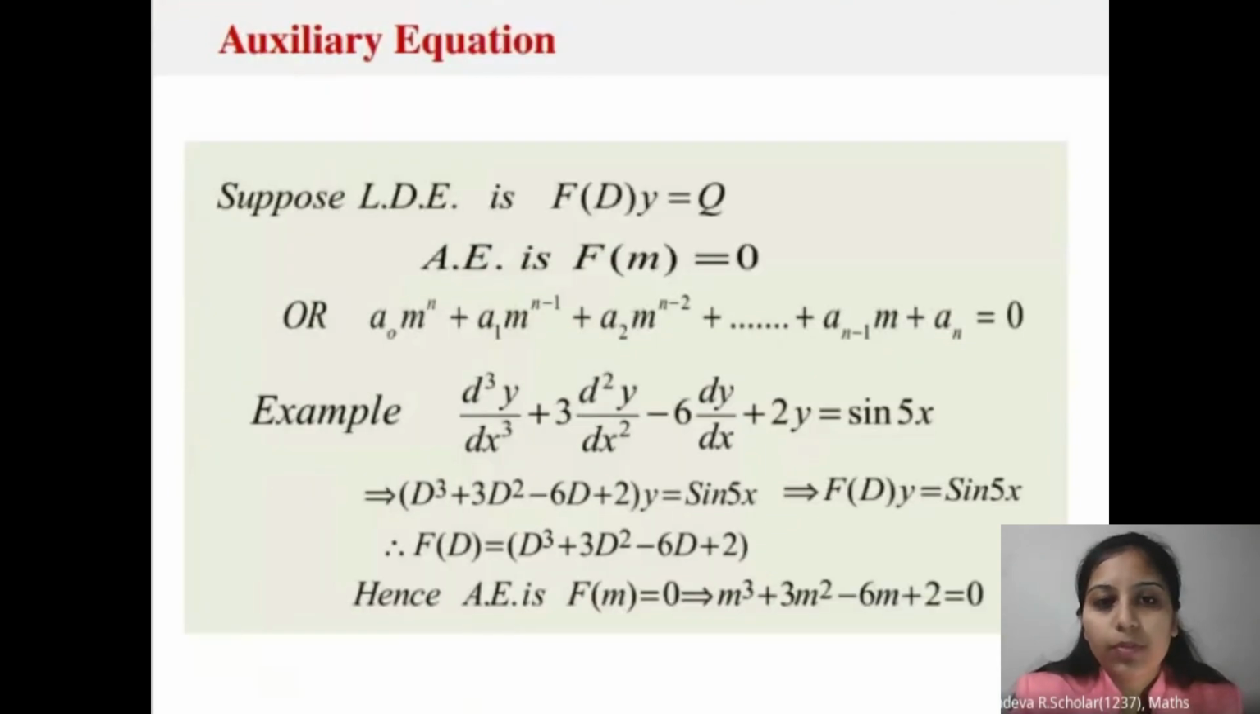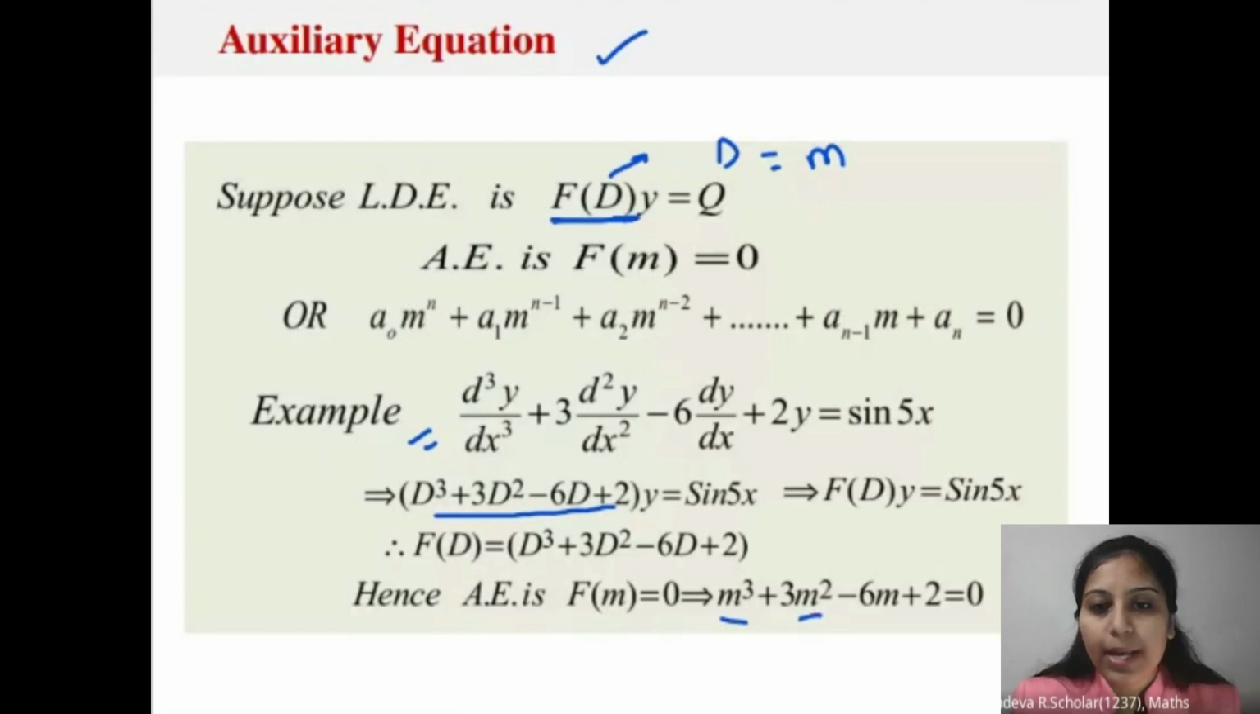Based on this form, we are going to write the auxiliary equation. What is the auxiliary equation? It is just taking the corresponding homogeneous part equal to 0 and replacing D by m. Just put D is equal to m. So here we have the equation, and when we put D is equal to m, we get m cube plus 3m square minus 6m plus 2 is equal to 0. So this is our auxiliary equation.